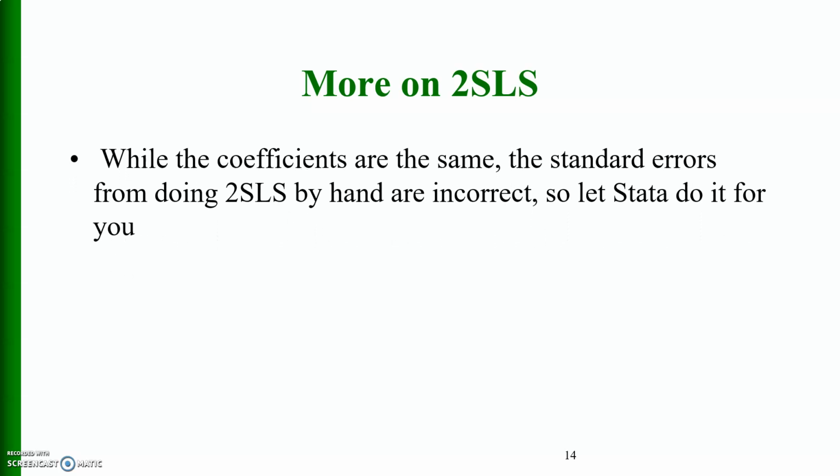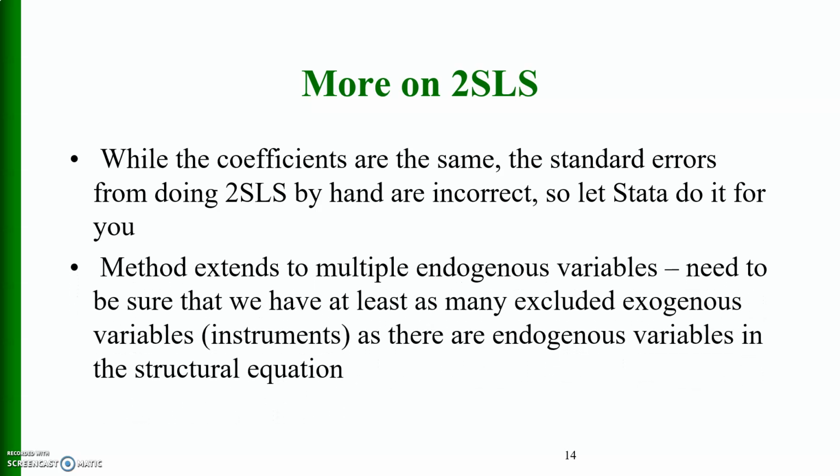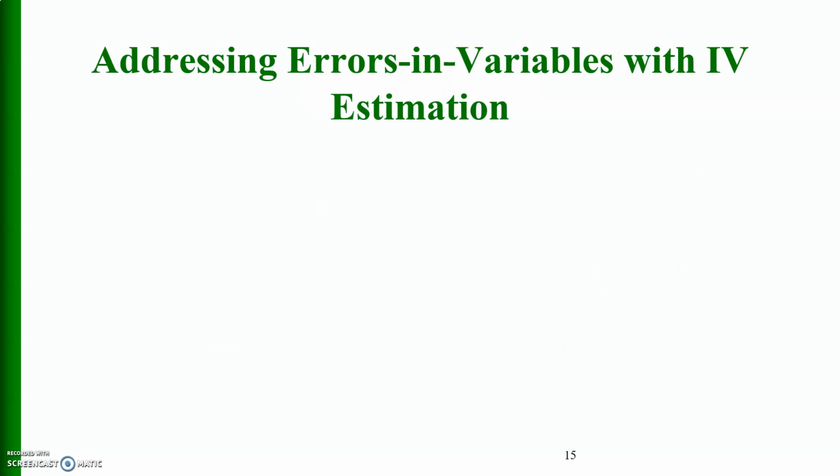If we then substitute y2 hat for y2 in the structural model, we get the same coefficients as instrumental variable estimation. While the coefficients are the same, the standard errors from doing 2SLS, that is two stage least squares, by hand are incorrect. So let Stata do it for you. Stata will compute these standard errors for us. And the method extends to multiple exogenous variables. For this, we need to be sure that we have at least as many excluded exogenous variables as there are endogenous variables in the structural equation.